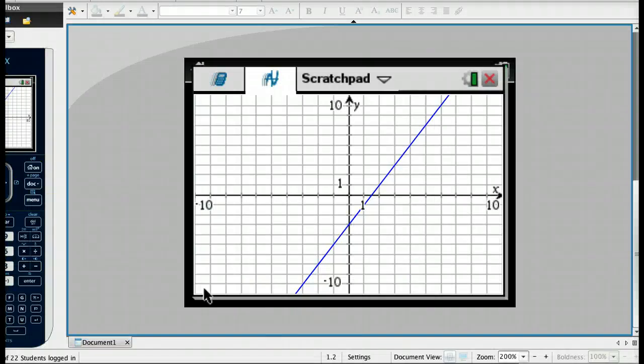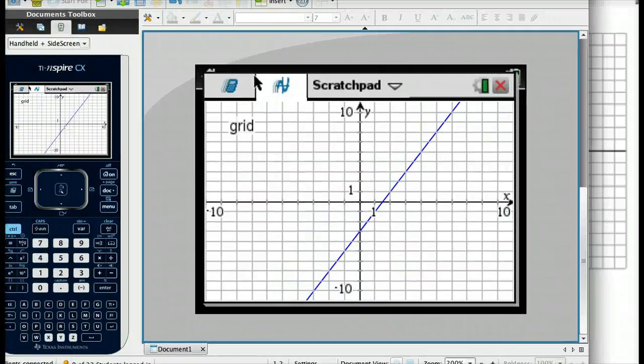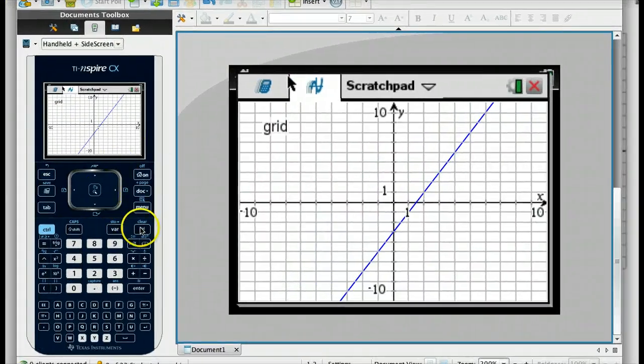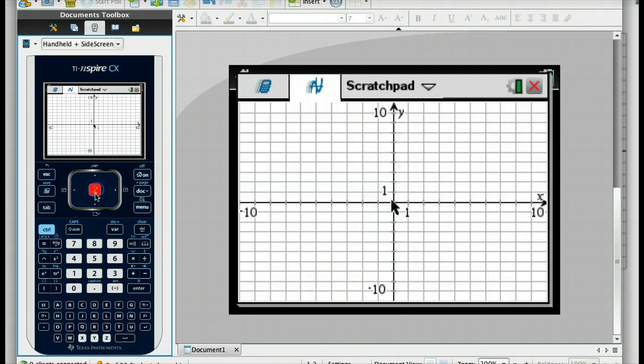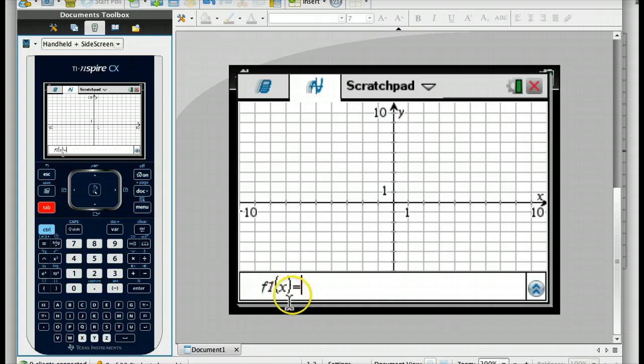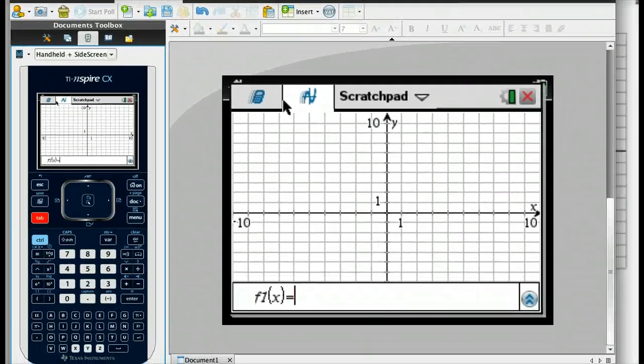So if you go back to your graphing calculator, what you can do to get rid of this graph right here is hit your delete button 3 separate times. So if you hit delete, delete, delete, you should get this screen pop up that says, are you sure you want to delete everything? You can click yes, and that'll make your graph disappear and allow you to put a new graph on there. So we're going to hit tab again to bring up this bar at the bottom. This time we're going to type in x squared plus 3.